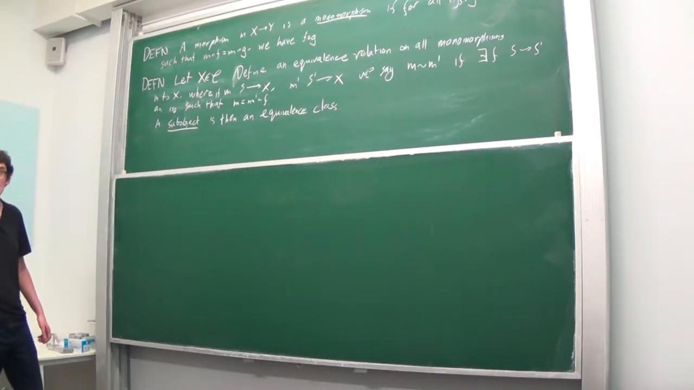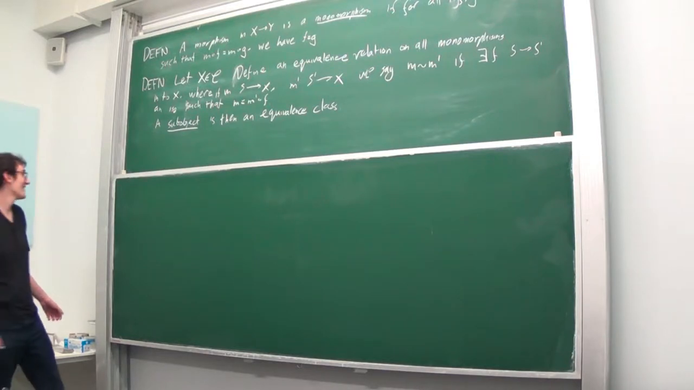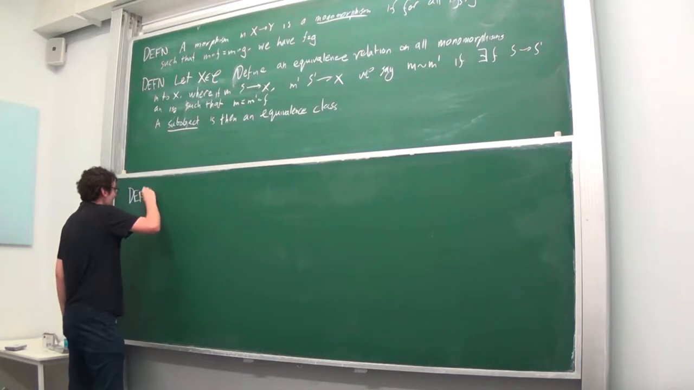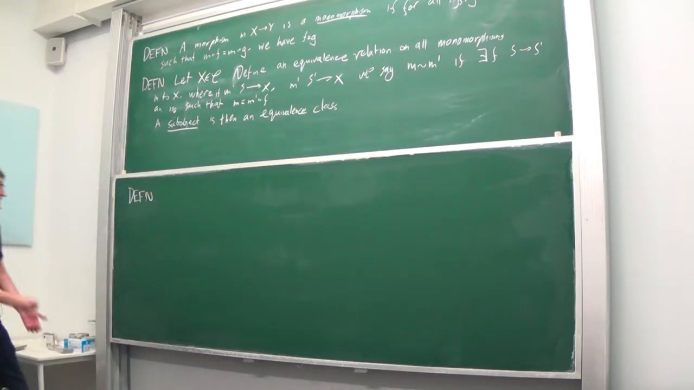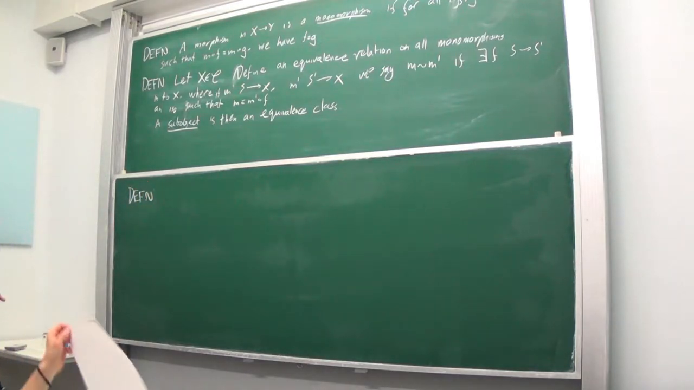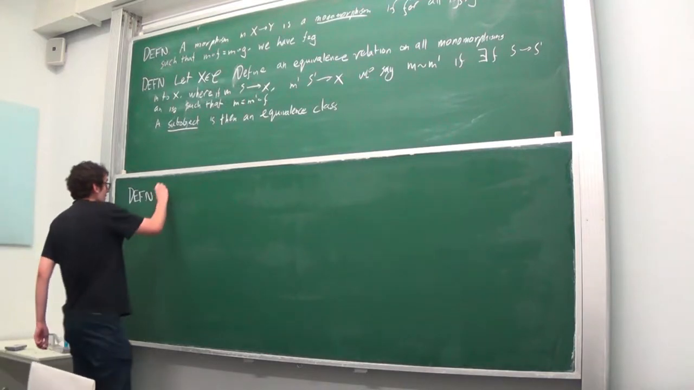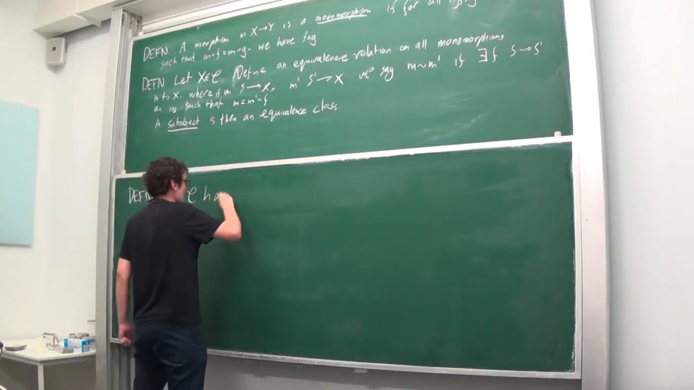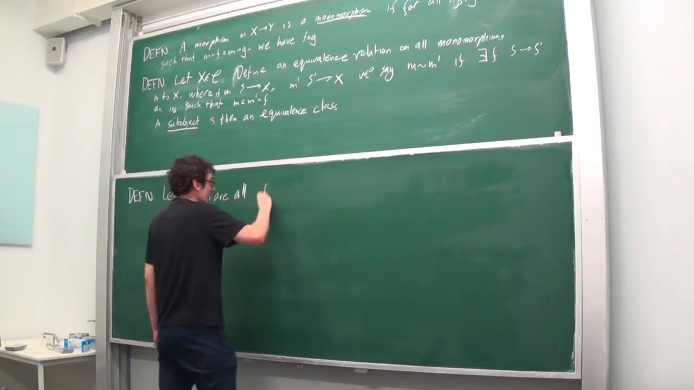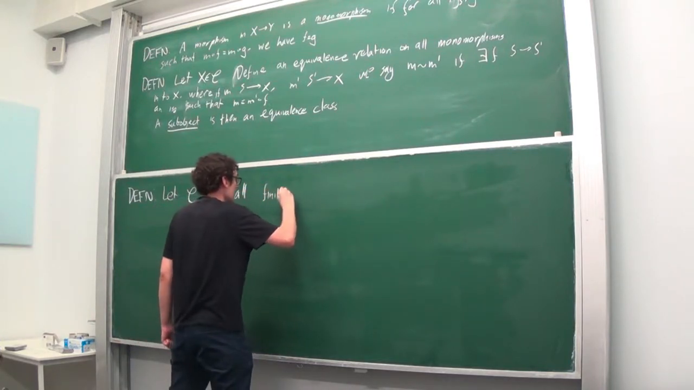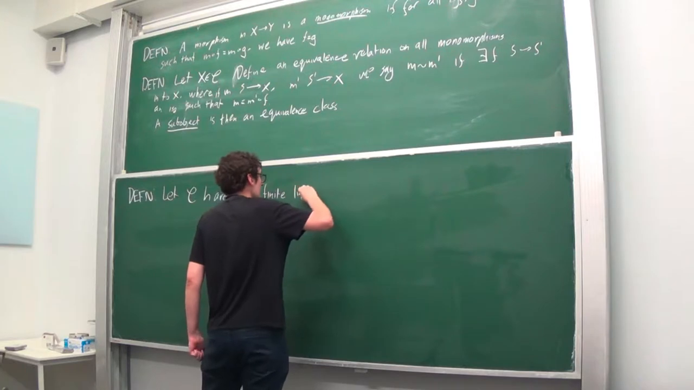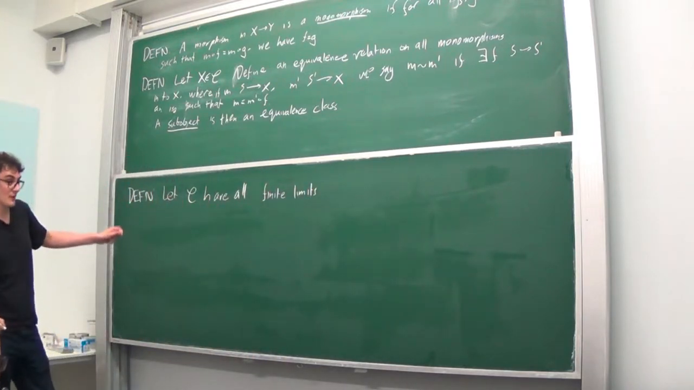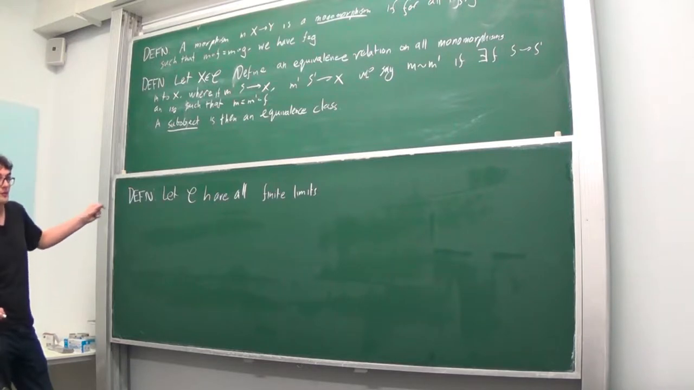Well, the next thing is the definition, right? Okay, so with that out of the way, we can now talk about subobject classifiers. So let C have all finite limits. In particular, that includes a terminal object, which we're going to need, and it includes pullbacks, which we're also going to need.